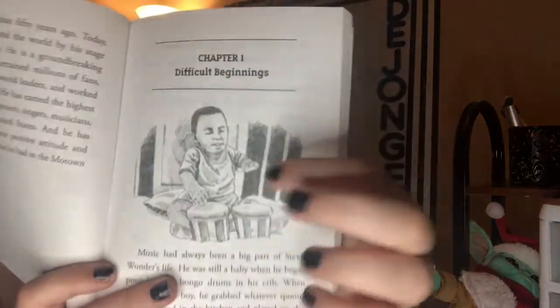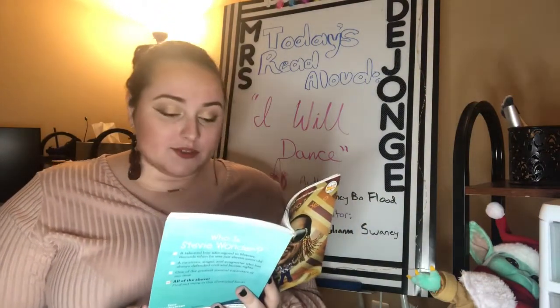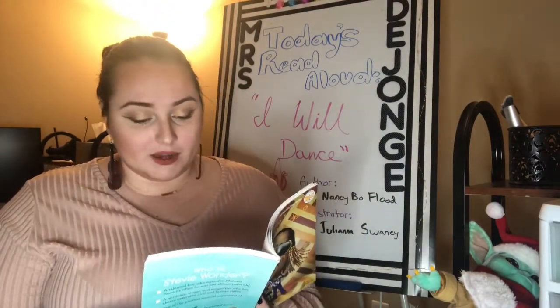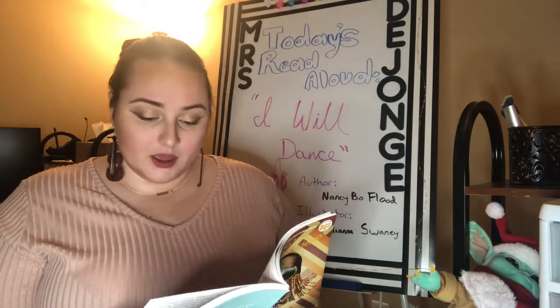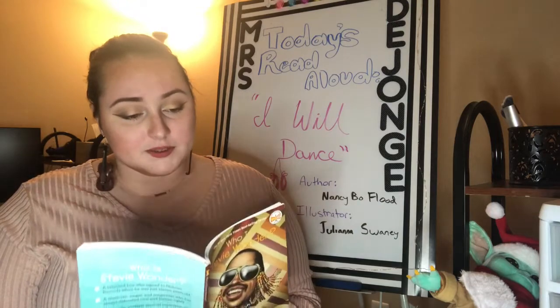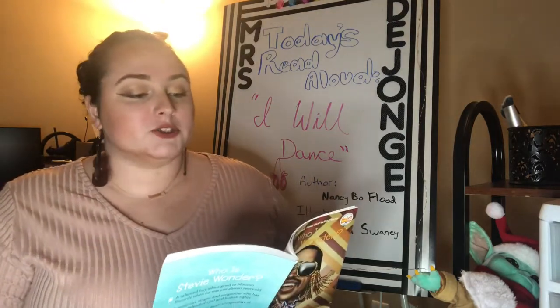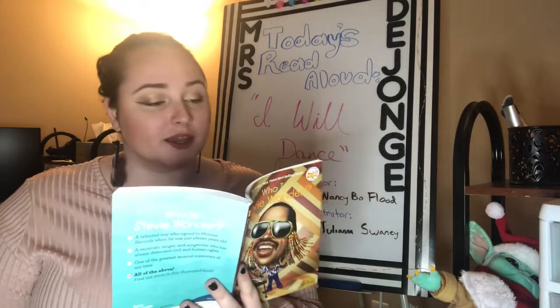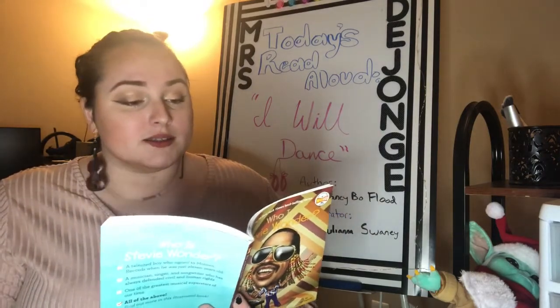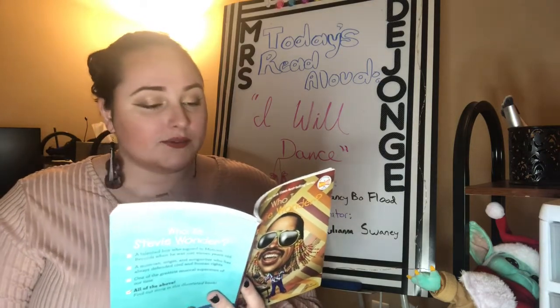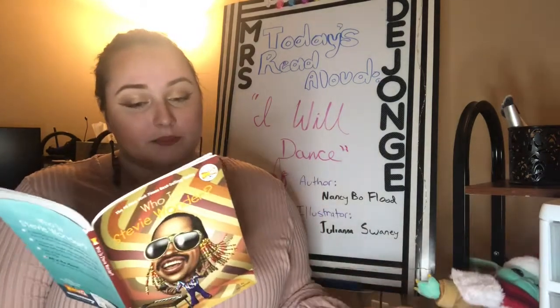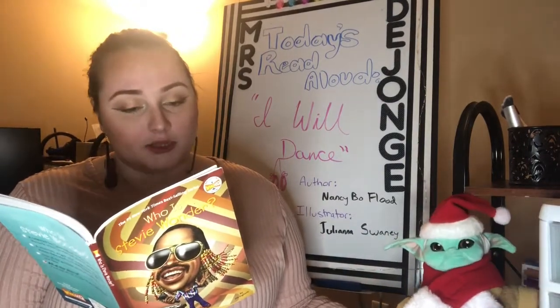Chapter 1. Difficult beginnings. As we can see, little Stevie there struggling to see, but he's playing the drums. Music had always been a big part of Stevie Wonder's life. He was still a baby when he began pounding on bongo drums in his crib. When he was a little boy, he grabbed whatever spoons he could find in the kitchen and played on the pots and pans. When he was about 5 years old, a barber on the street gave him a harmonica, and Stevie learned how to play it. Stevie had never had any formal lessons, but he always seemed to know how to make music with any instrument that was available. Stevie was born as Steveland Hardway Judkins on May 13th, 1950 in Saginaw, Michigan.